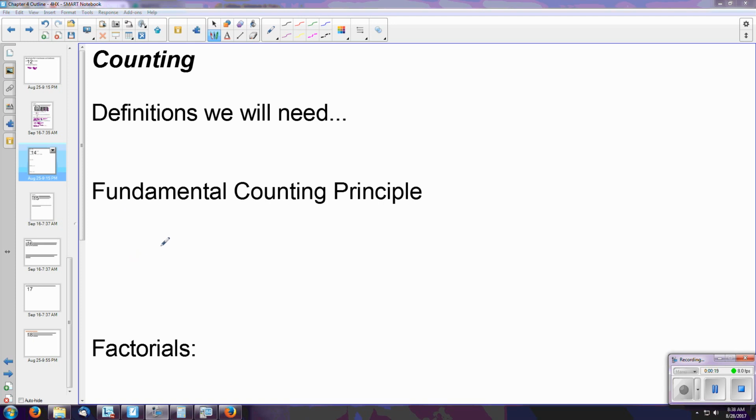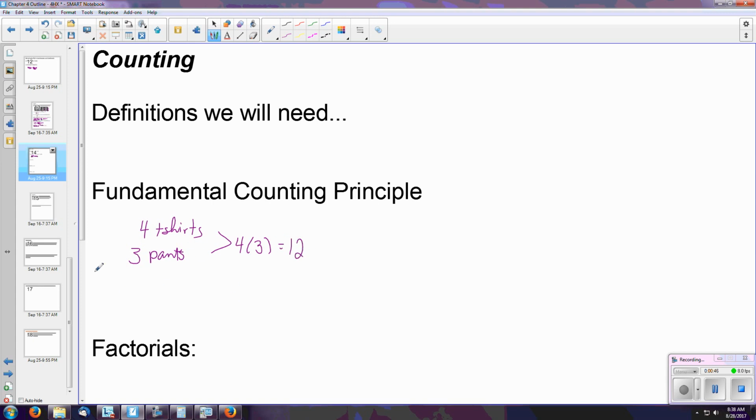The fundamental counting principle says that if you have multiple items and you want to know the number of ways to put them together, all you have to do is multiply. So for example, if you have, let's say, 4 t-shirts and 3 pairs of pants, assuming that they all match, how many different combinations could you make of these two things? 4 times 3 gives us 12, so that means you have 12 different outfits that you could put together.